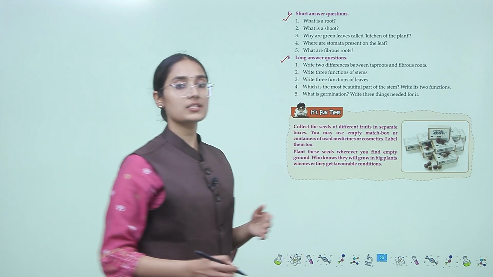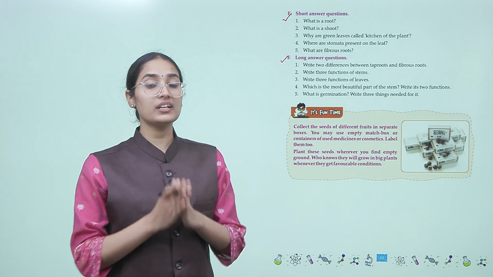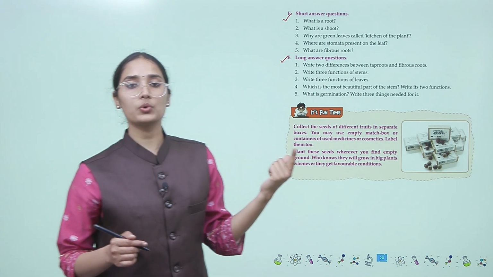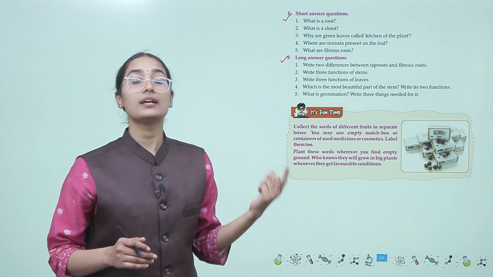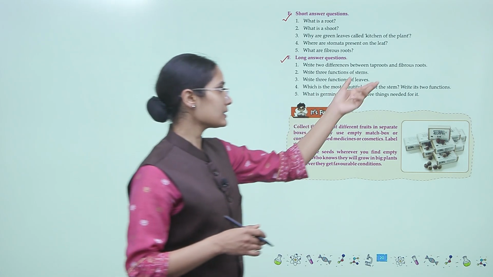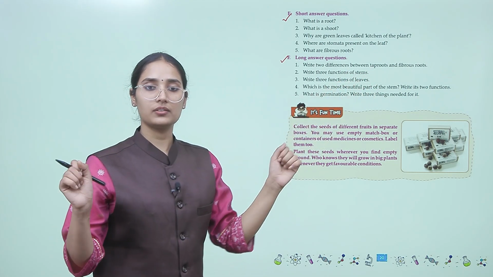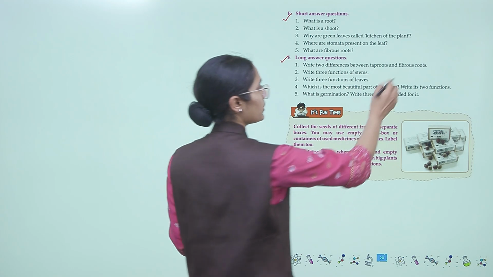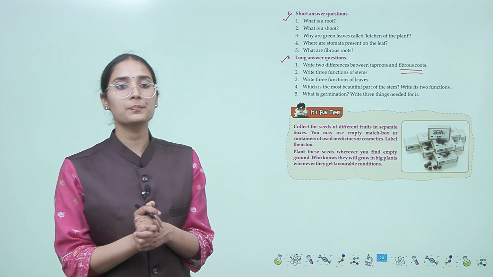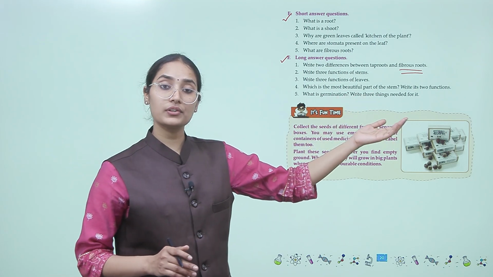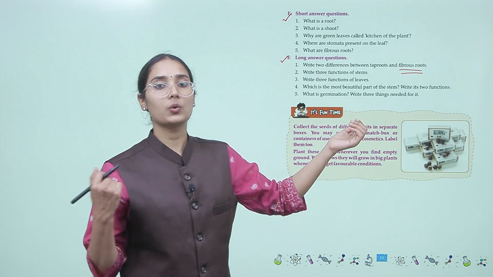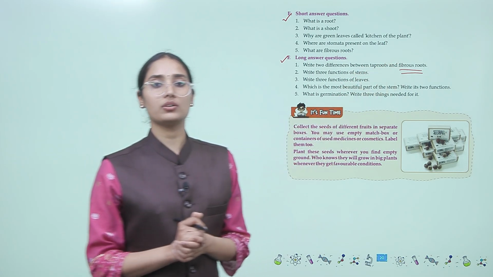Now, long answer questions. Write two differences between tap roots and fibrous roots. So, what are the two differences? Tap root has a main root, okay, and fibrous root has no main root. Tap root has a few thin roots and fibrous root has no thin roots, rather it grows from the base of the plant. You can also give examples over here. For example, tap roots are generally seen in peepal, and fibrous roots can be seen in sugarcane.